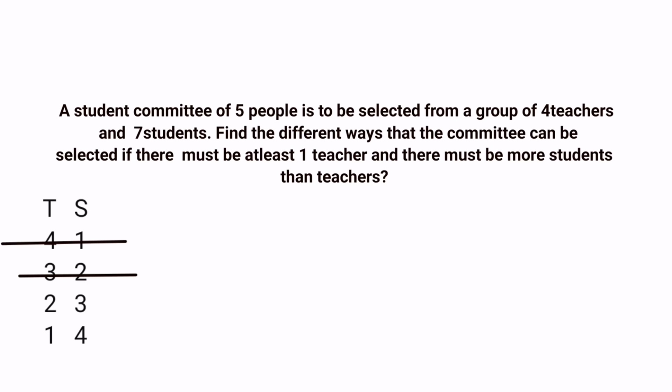So in both cases, we have to find the number of possible ways by which we can form a committee of 5 people. So consider the first case, that is 2 teachers and 3 students. So how many possible ways are there? We can select 2 teachers from a total of 4 teachers, right? So 4C2 into how many students? Total 7 students are there. Out of this, 3 students can be selected. So 7C3. So the possible number of ways is 4C2 into 7C3.